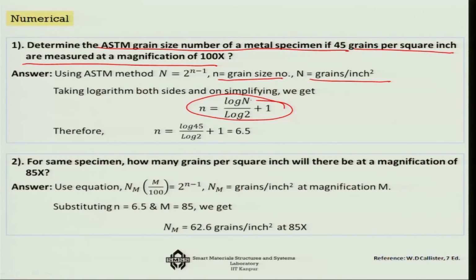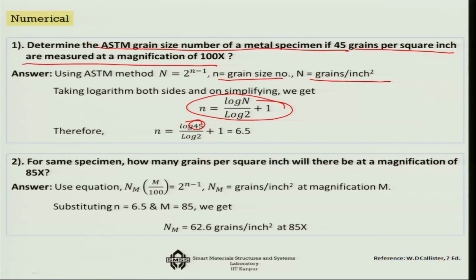In this particular case, the capital N is actually 45, that is, 45 grains per square inch, and the denominator is log of 2, and then there is a plus 1 which came from this relationship. So, once I know how many grains there are per square inch, I can actually find out the number n.